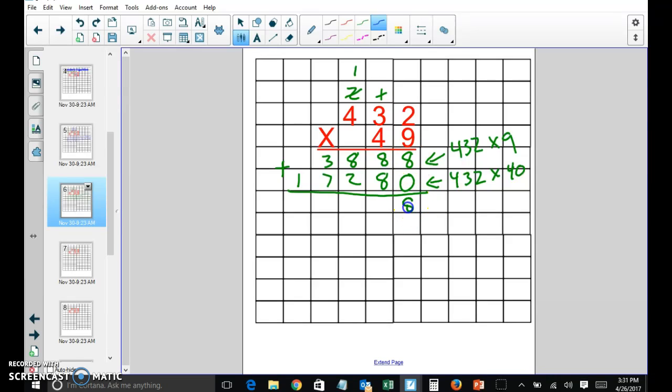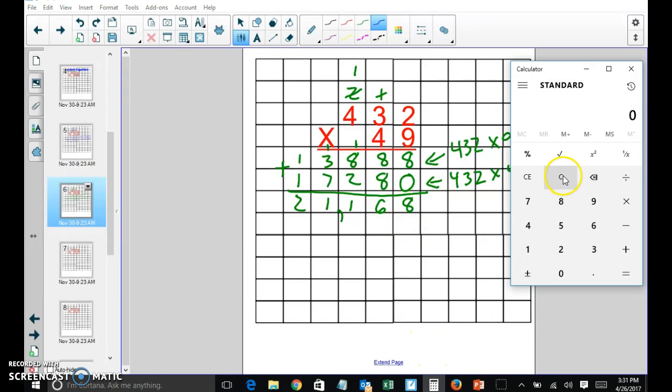8 plus nothing, easy enough. 8 plus 8, 16. Regroup. 8 plus 1, 9. 9 plus 2, 11. 4. 1 plus 3 is 4. Plus 7, 11. And 2. So my final answer for this one, I have it as 21,168. If they give you a calculator on a test, I say use it. 21,168. We are on a roll.